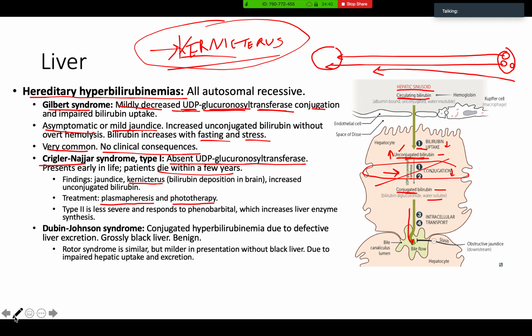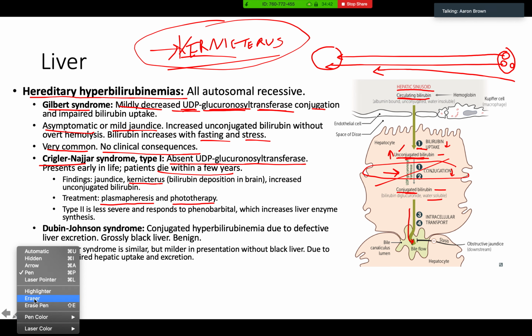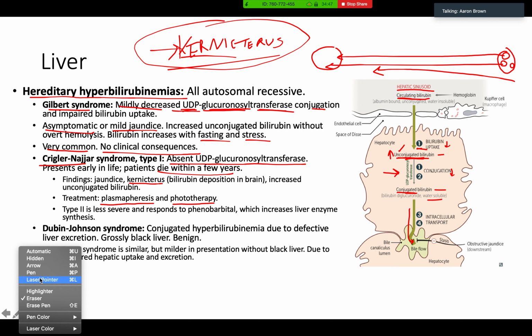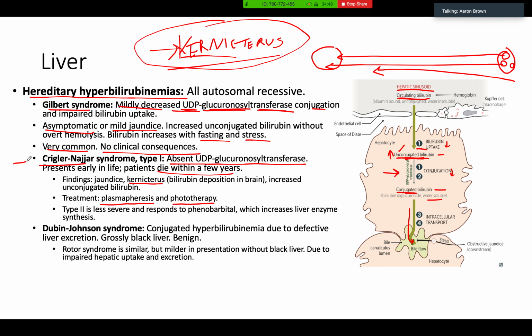Okay. And so that's our Krigler-Najjar. Not good, not a good thing. Okay. So this is the one that you really got to know. Krigler-Najjar is associated with absent UDP glucuronidyltransferase.